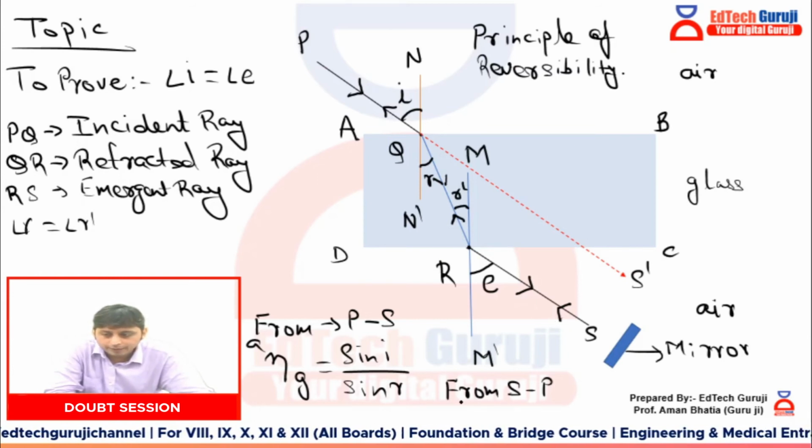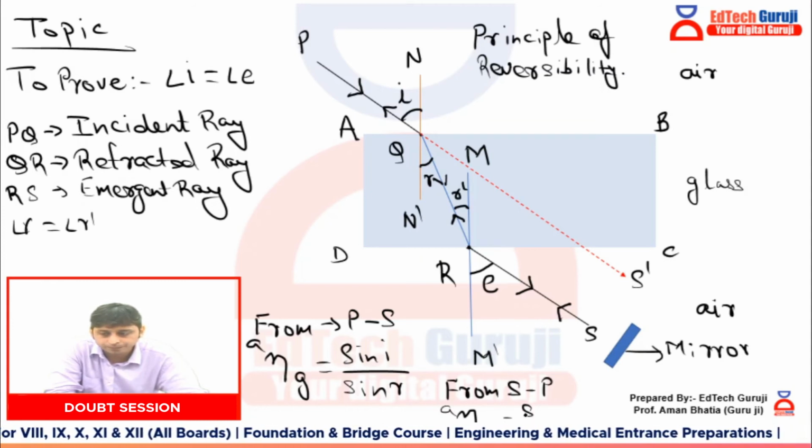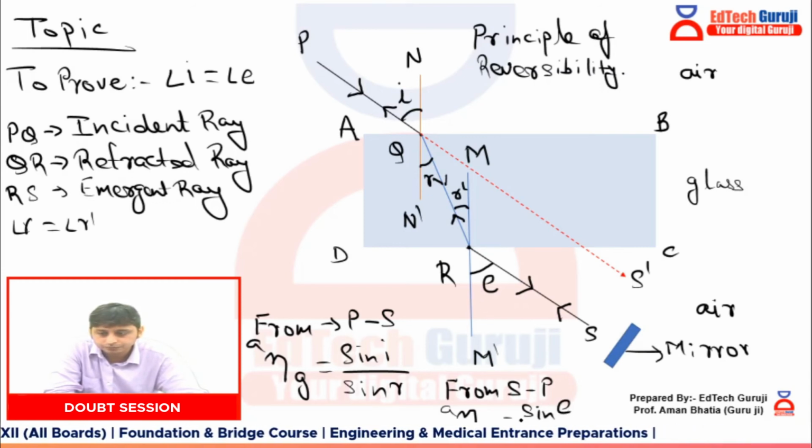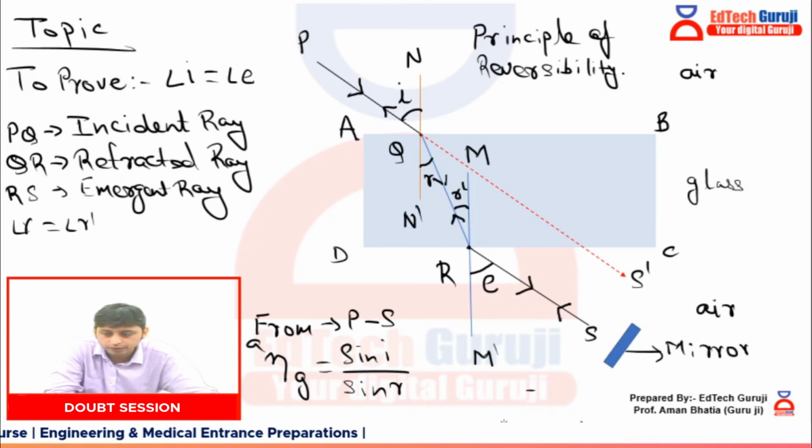So now from S to P, when the light is going, again it is air to glass. Okay, so what is the refractive index from air to glass in this case? Now we will use Snell's law. So sine I, now this time this becomes my incident angle, so this becomes sine E upon, this becomes my angle of refraction, so this becomes sine R dash. I am sure that this is not going to be very clear to you, so I will quickly rewrite this somewhere else for you.